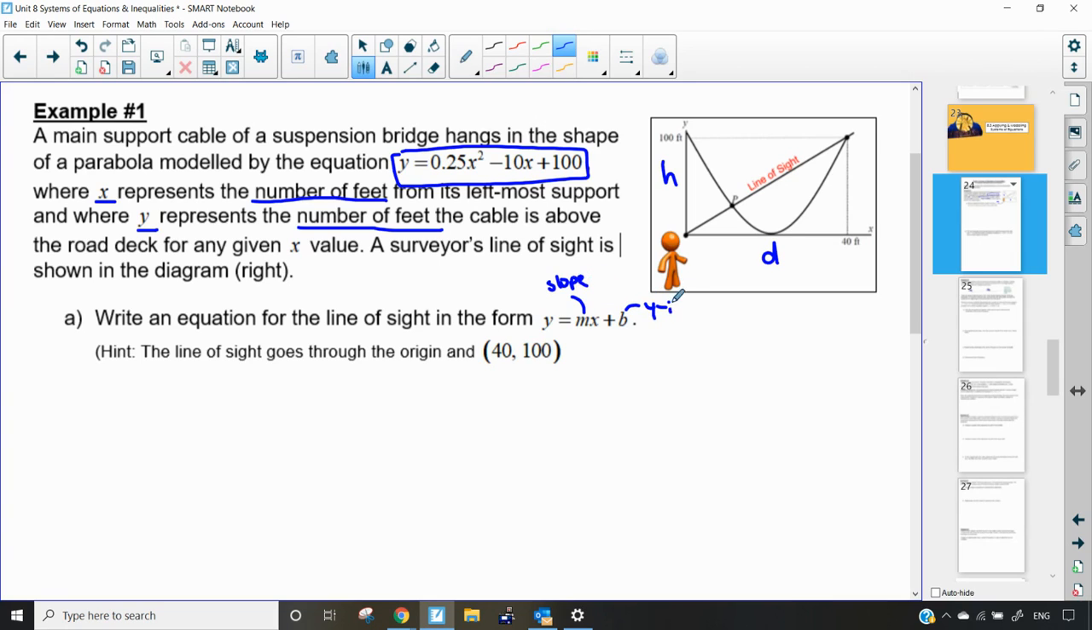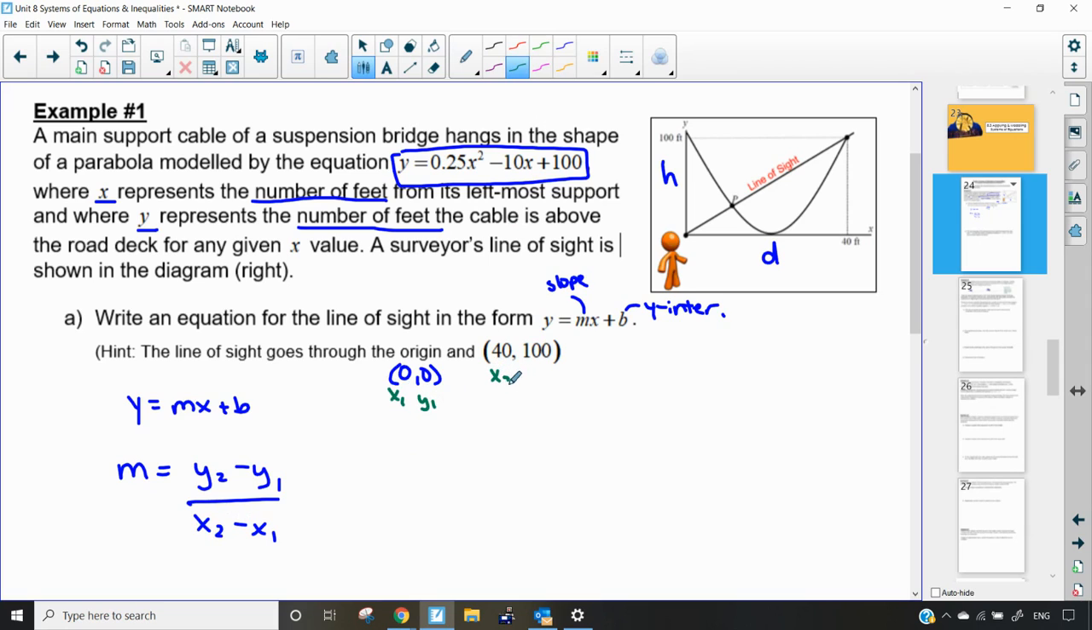and b represents our y-intercept. And we're told that the line of sight goes through the origin, which is 0, 0, and 40, 100. So we start off by writing out our equation, y equals mx plus b. Now the first thing we need to do is find our slope. So we're going to have m equals y2 minus y1 all over x2 minus x1. If it helps, you can label your coordinates, x1, y1, x2, y2.